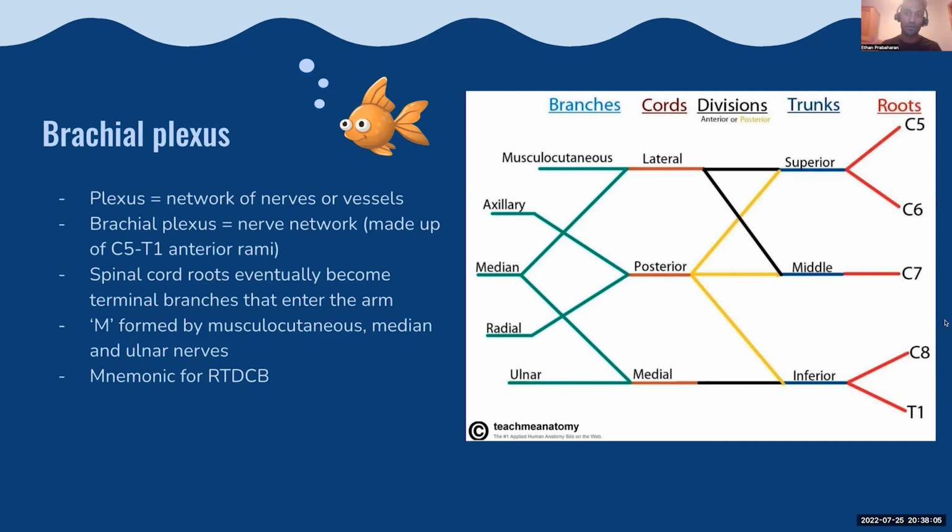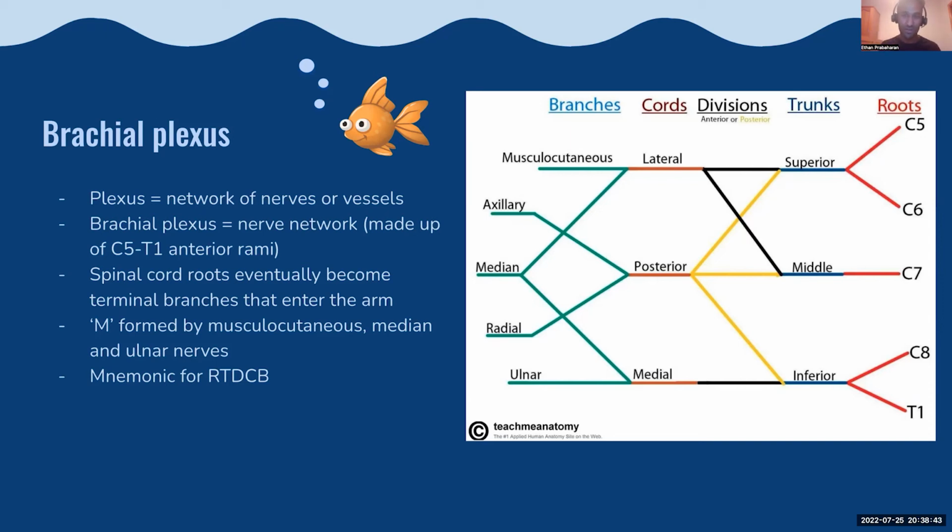Okay, so roots start from the spinal cord, and when nerves emerge from the spinal cord, we call them roots. They then combine, so C5 combines with C6 to form a superior trunk. C8 combines with T1 to form an inferior trunk. Each trunk splits into anterior and posterior divisions. The posterior divisions form the posterior cord, and the anterior divisions of the middle and superior trunks make the lateral cord, and the inferior trunk continues with its anterior division to become the medial cord. And then those cords become branches.